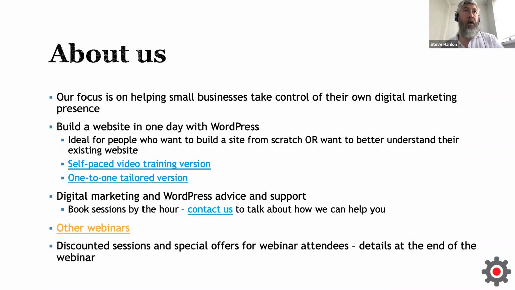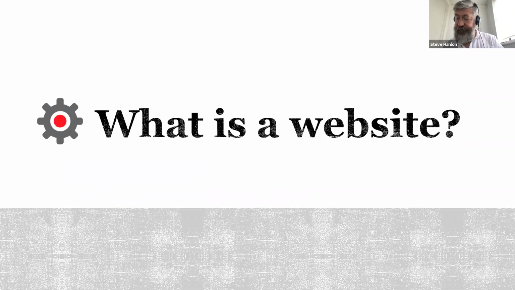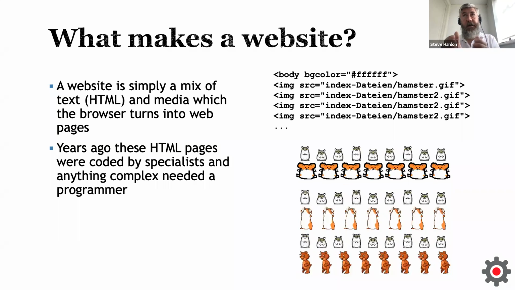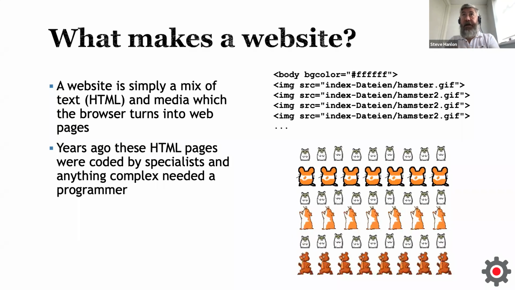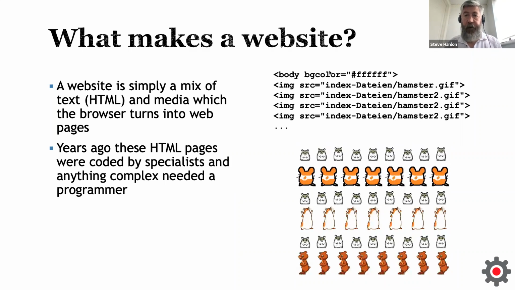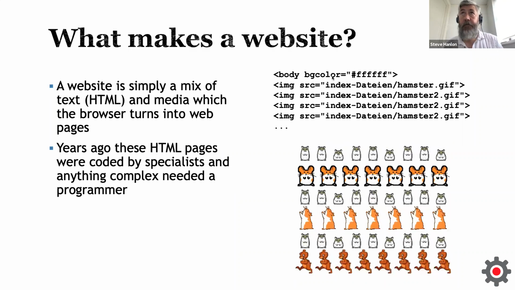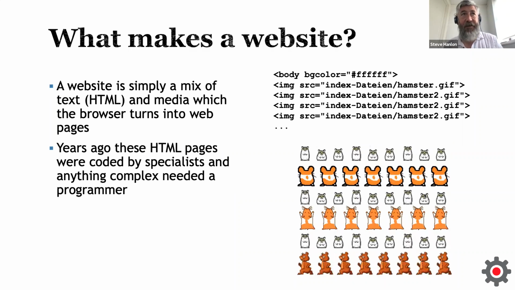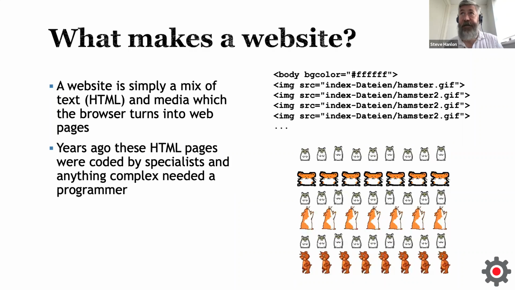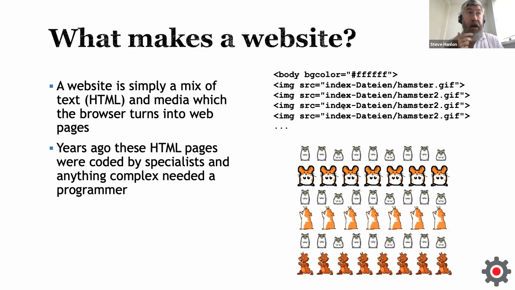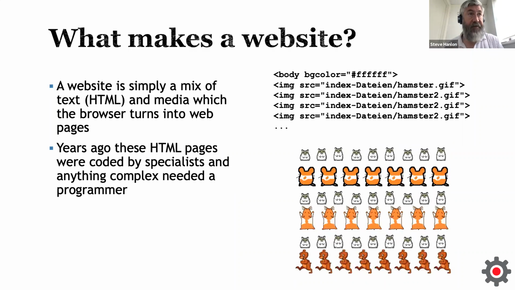And so we'll just crack on and we'll start with this really basic idea of what is a website? What is it that makes up a site? And it's really a case of HTML and images. So you can see over here, we've got our HTML. And then here we've got our dancing hamsters. So back in the day, you had to understand how to put together the HTML in order to generate the website that you wanted. And so you would have developers and designers who put these things together.